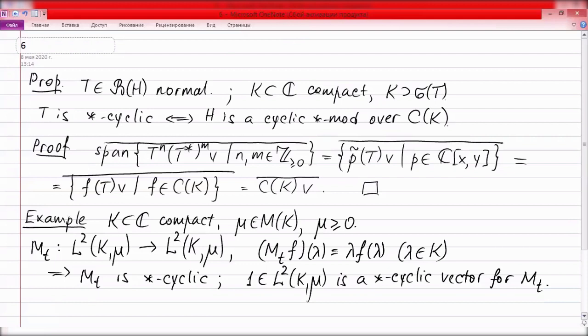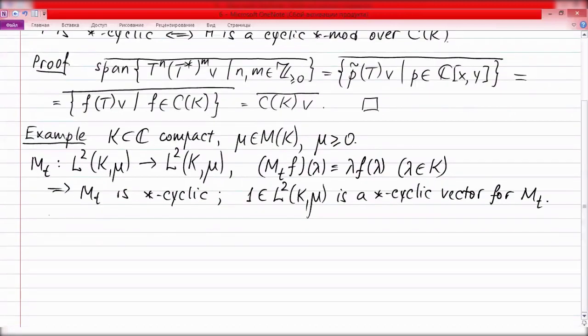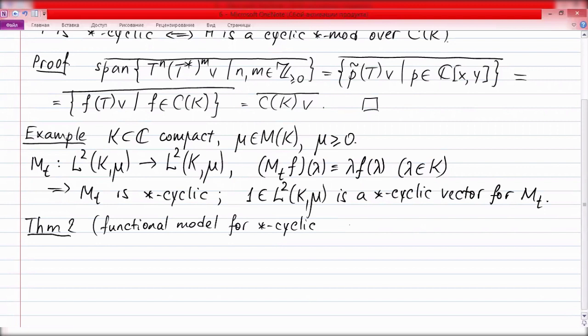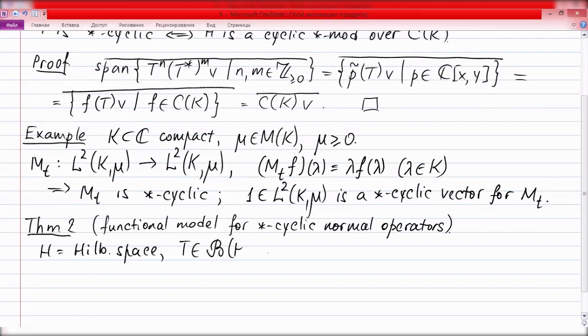And we have the following result. This is theorem 2, which gives us a functional model for star cyclic normal operators. So suppose that H is a Hilbert space and T is a star cyclic normal operator on H.